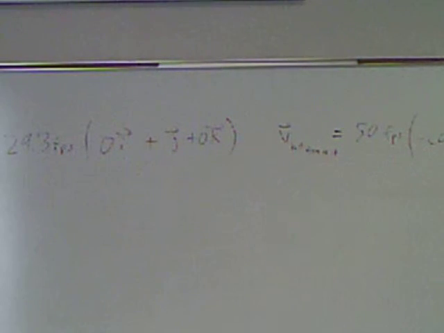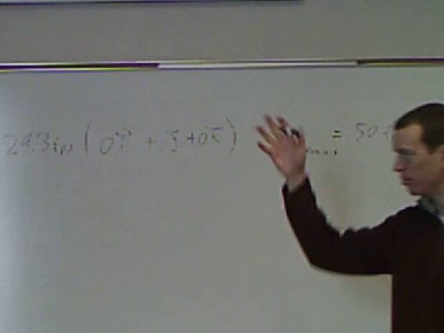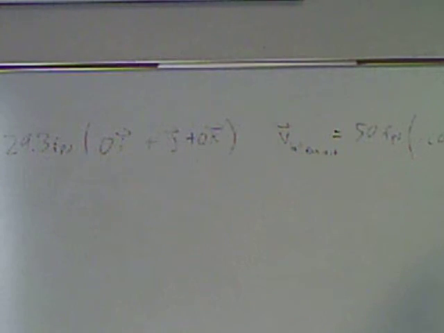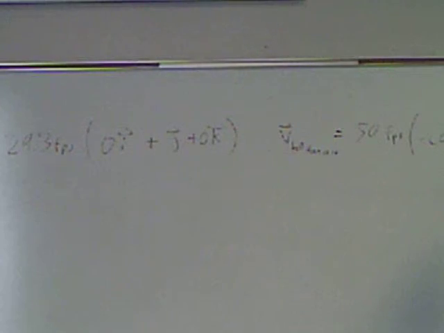How much J do I have? 0. J is north, basically where the pickup truck is going. I said we were throwing this ball due west, so we don't have any J. We're 0 J. And then what about K? K is coming out of the board.